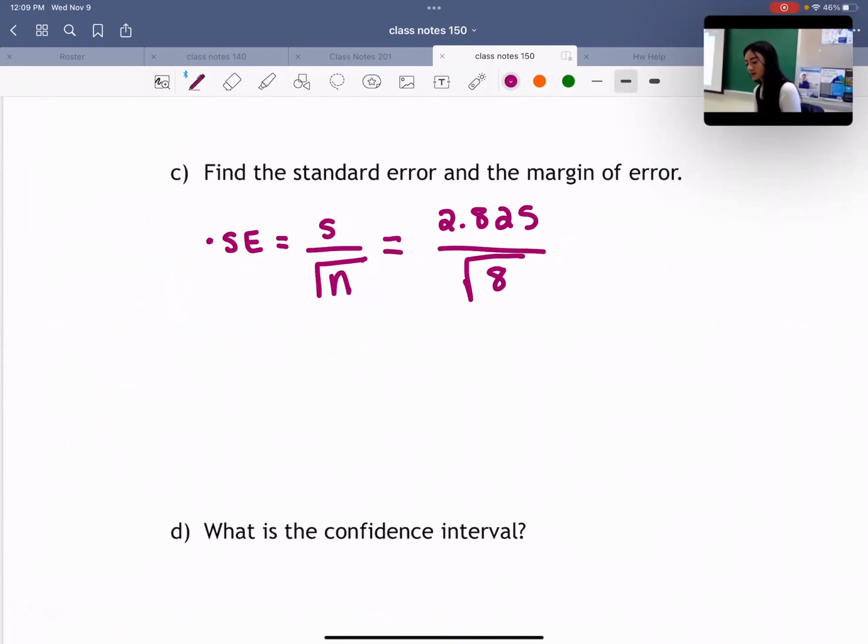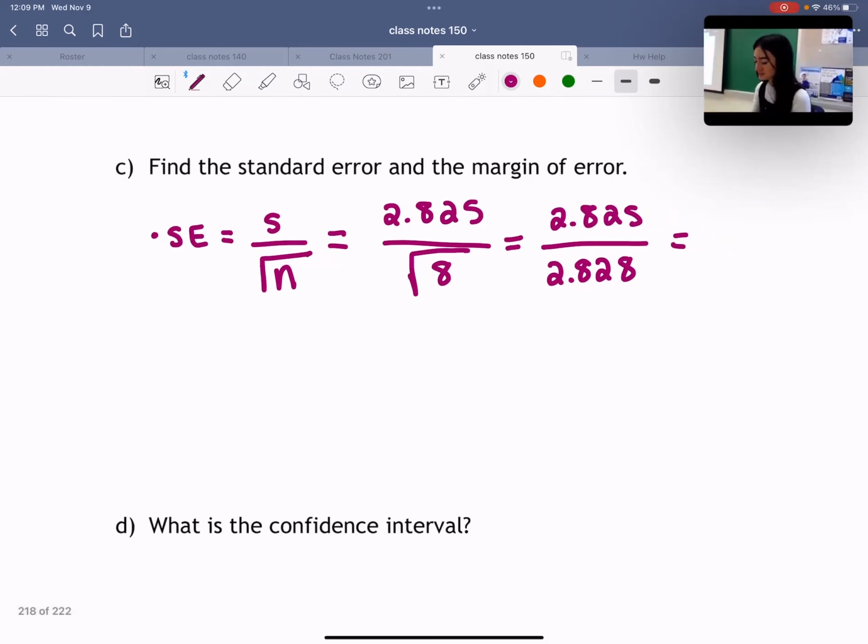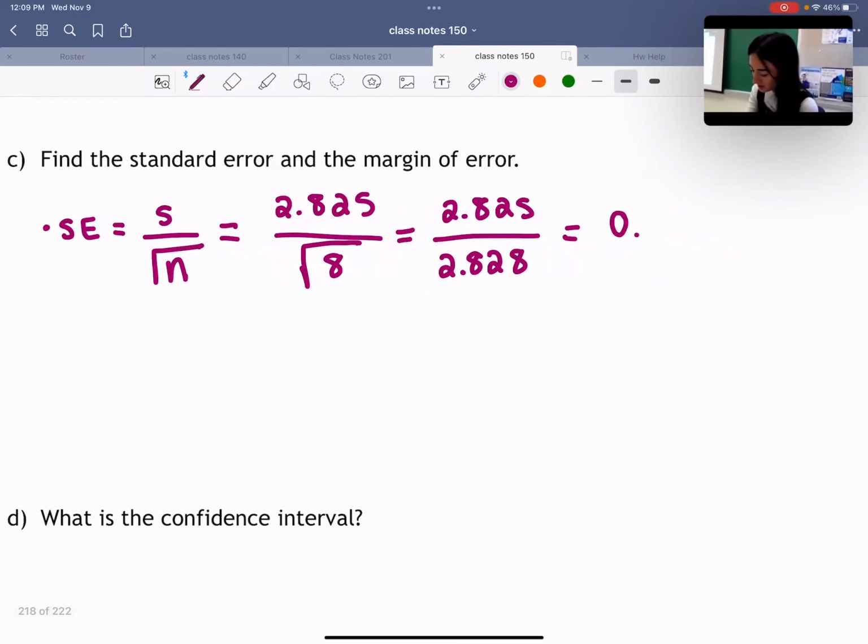Just a little note, I saw some people putting the degrees of freedom underneath the square root. Make sure you're actually putting what the question gives as n here. So instead of 7, we're writing 8 on the bottom. If you don't have a fancy calculator, I do recommend doing the square root of 8 first, which is what I'm going to do. 2.828, the square root of 8. And then if you have a non-fancy calculator, you can go ahead and do the division. And that gives me 0.999. Okay, so that's my standard error.